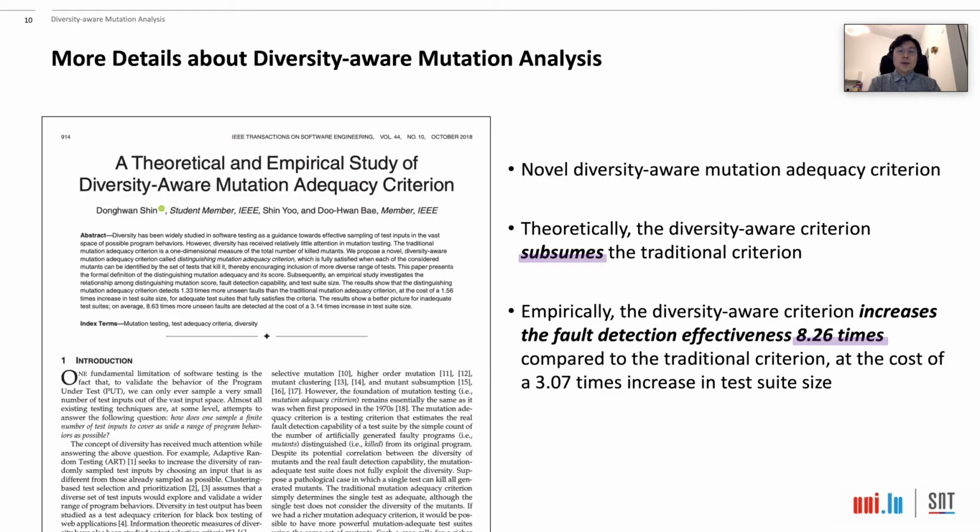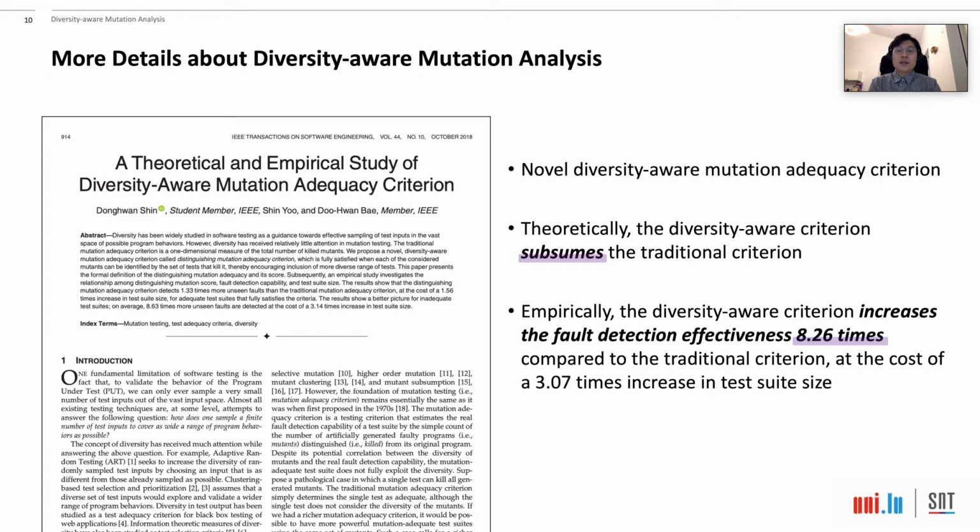For more details about diversity-aware mutation analysis, please refer to the TSE paper titled A Theoretical and Empirical Study of Diversity-Aware Mutation Analysis, Mutation Adequacy Criteria. In this paper, we theoretically proved that the new diversity-aware mutation adequacy criterion subsumes the traditional kill-only criteria. Also, we empirically show that the diversity-aware criterion increases the fault detection effectiveness around 8 times compared to the traditional criterion.